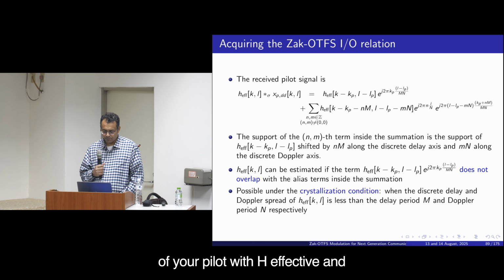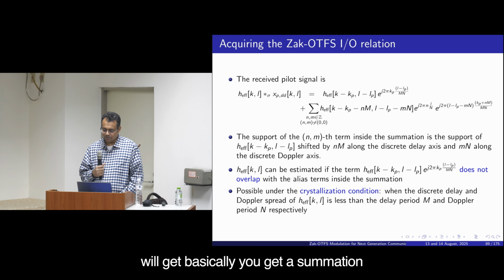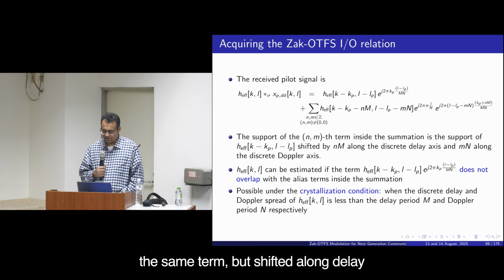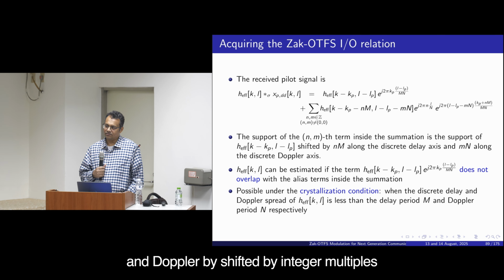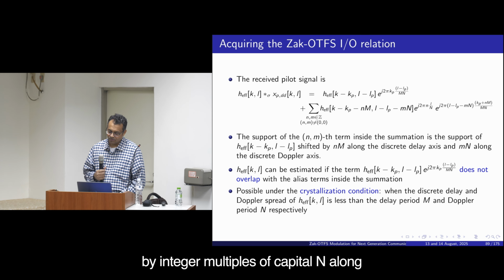Now, when you transmit this over this doubly spread channel, what you are going to receive will be a twisted convolution of your pilot with H effective. And when you do the math here, you basically get a summation over n and m, right? But you can separate one of the terms, which corresponds to n, m equal to 0, 0, because that is going to be in your own box, okay? And the other terms are basically the same term, but shifted along delay and Doppler by integer multiples of capital M along the delay and by integer multiples of capital N along Doppler, right?